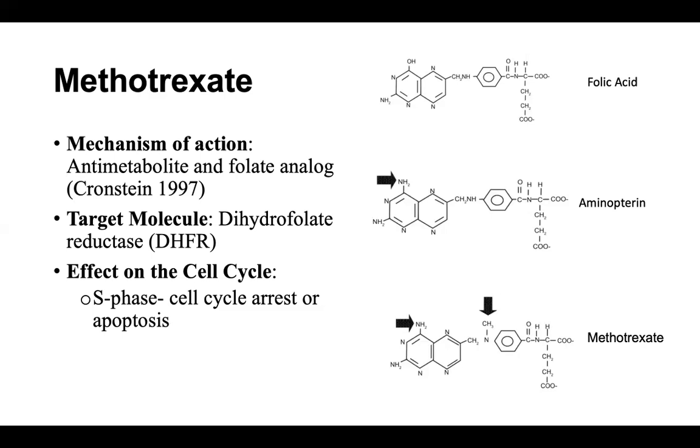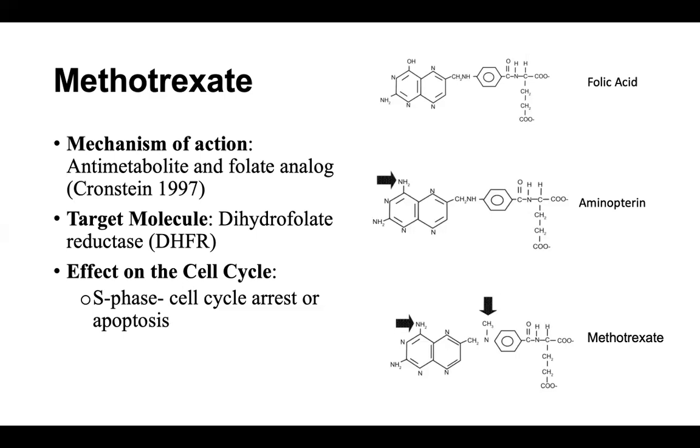So it's important to note that the structure of folic acid is important because methotrexate and aminopterin are designed to mimic folic acid structurally, which allows them to bind to DHFR, thus inhibiting its normal function. So the target molecule in this case, or protein, is dihydrofolate reductase, or DHFR, and its effect on the cell cycle is mostly in the S phase.